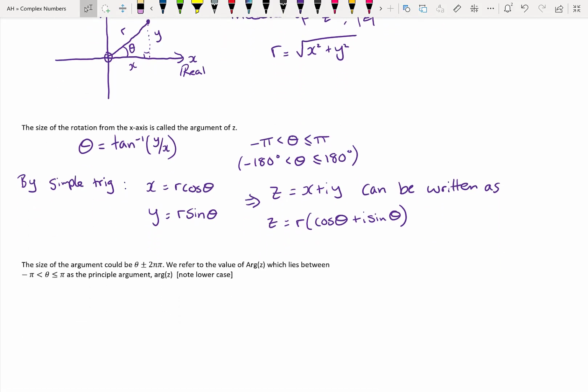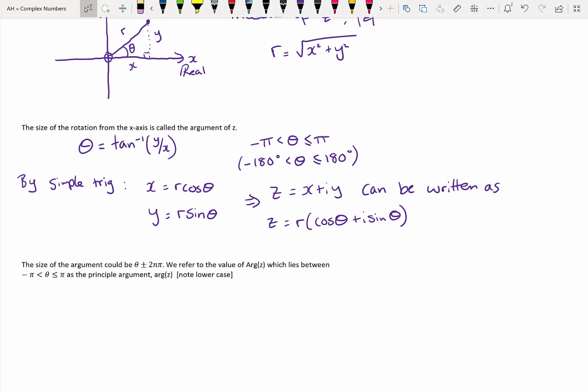Okay, moving on, we can find that the size of the argument, as we will have spotted from when we did wave functions, when we were solving our trig equations before, can be multiples of 360, or multiples of 2 pi, as we are going around. So we refer to the value of the argument of z, arg z, which lies between minus pi and pi, as our principal argument. So whenever we're asked to draw these, you'll be expected to refer to the principal argument.